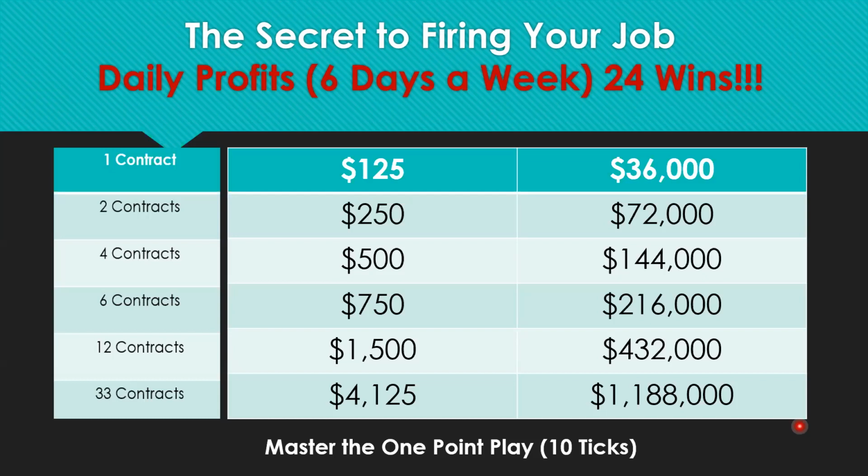4 contracts, $144,000 a year. 6 contracts, $216,000 a year. 12 contracts, $432,000 a year. 33 contracts, $1.1 million. So what I'm saying to you, it's not about winning big. It's about winning a certain number of points every time you trade, because all you got to do is increase your contracts. But what you want to do is you want to win consistently.